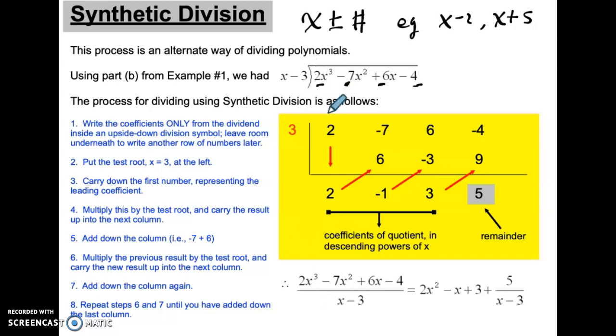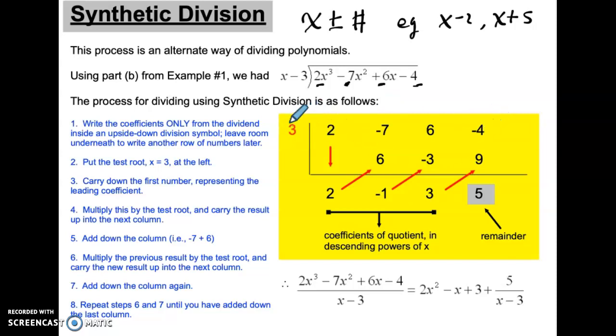So we have a 2 for the x cubed, so that's why we have a 2 down here. We have a negative 7 for the x squared, so that goes next. X is 6, that went next. And then constant, negative 4, and that's why we have a negative 4 there. So that's where we got that top line. It's just by taking the coefficients and writing them out.